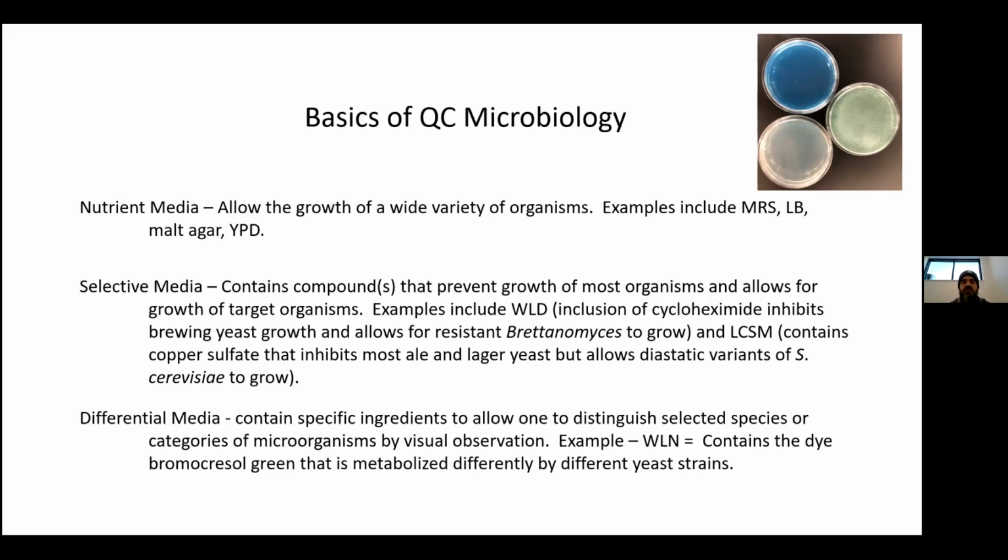An example of this is WLD, which has cycloheximide in it, and cycloheximide kills or inhibits the growth of brewing yeast. So if you have a pool of millions of brewer's yeast and say 10 bacterial cells, and you plate that on nutrient media, you are not going to see those bacterial cells because it's overloaded with yeast. But if you put that on something like WLD that has cycloheximide in it, it prevents the growth of the yeast and allows for the growth of the bacteria. So you can visualize the bacteria, even though there's 10 of them in a field of millions of yeast cells.